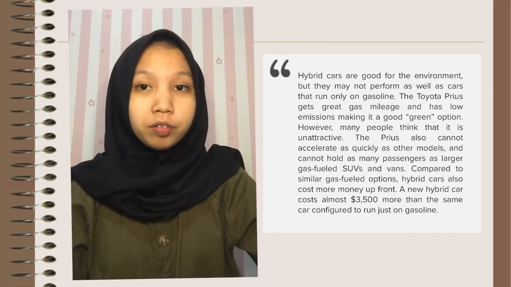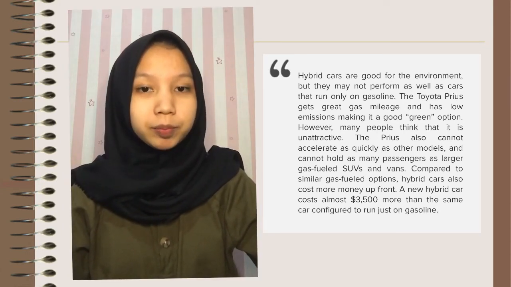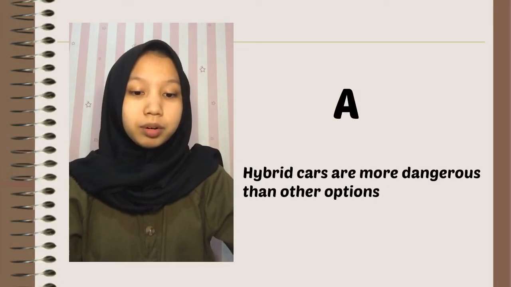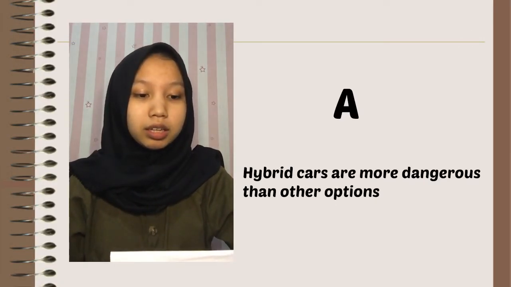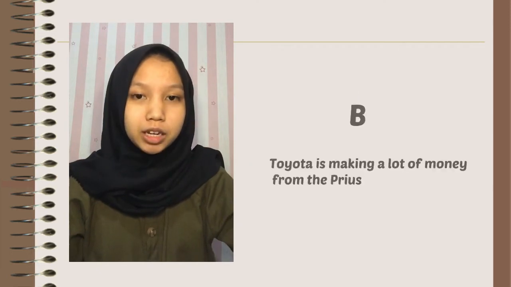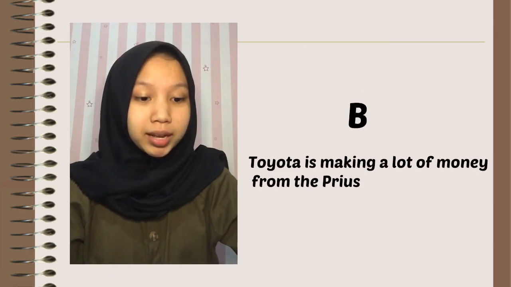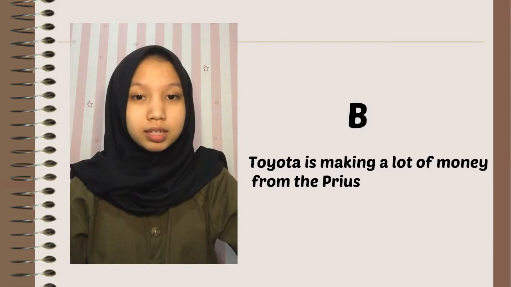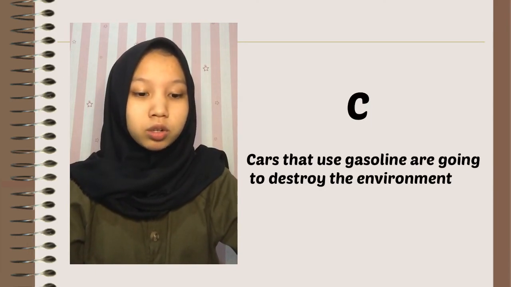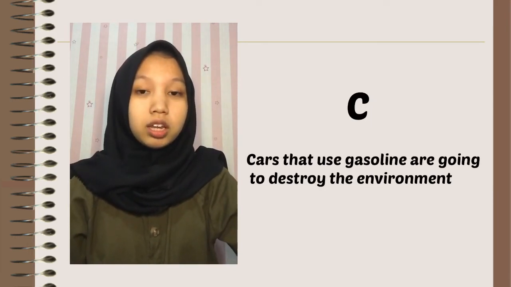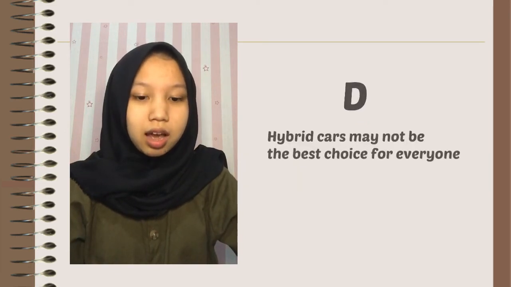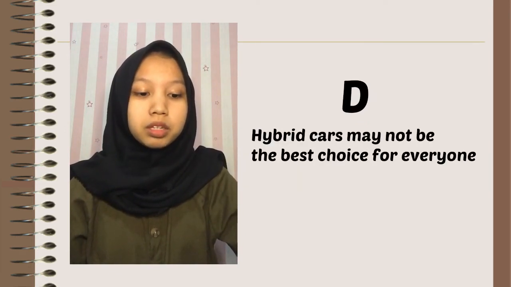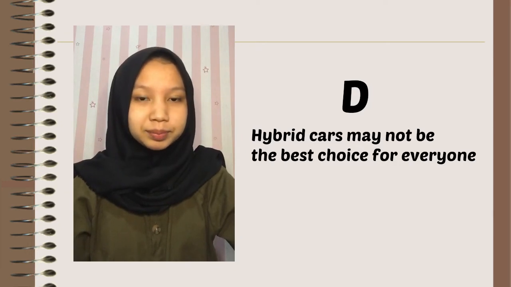Which of the following can you infer from the passage? A. Hybrid cars are more dangerous than other options. B. Toyota is making a lot of money from the Prius. C. Cars that use gasoline are going to destroy the environment. D. Hybrid cars may not be the best choice for everyone. What do you think the correct answer is? Yes, D.